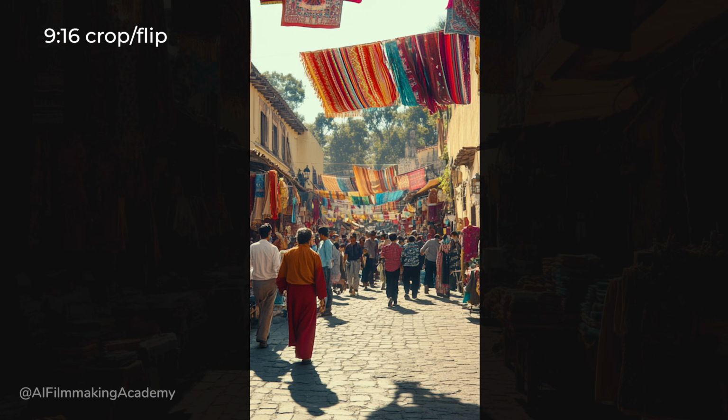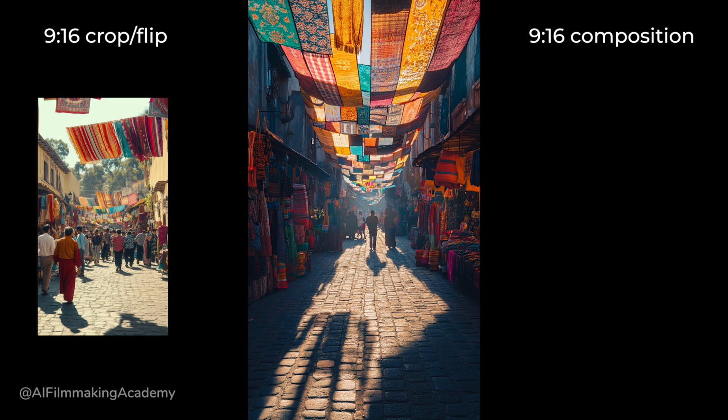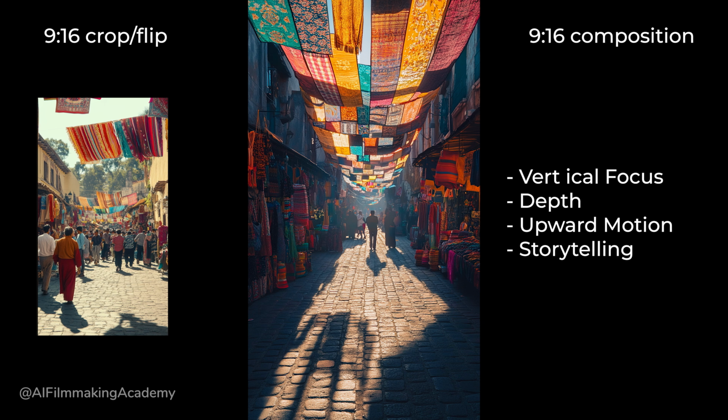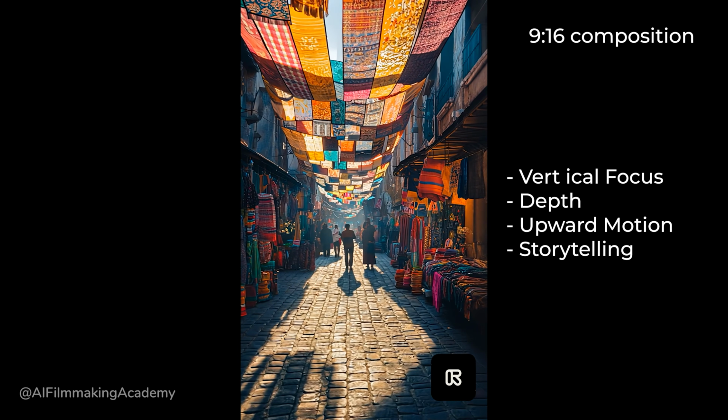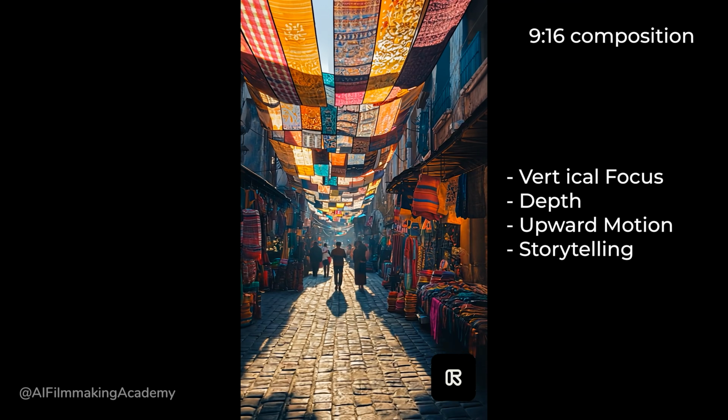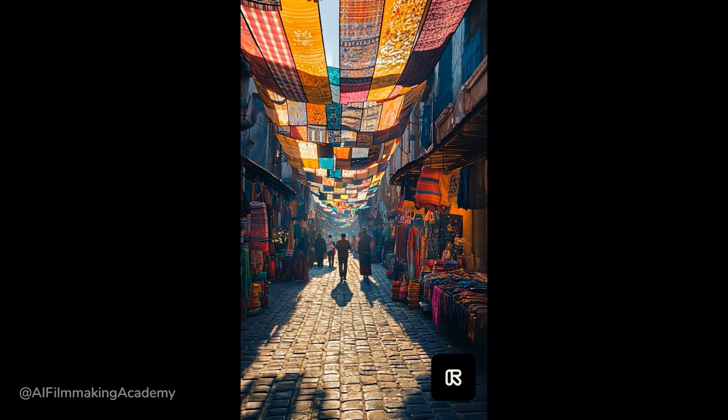Cropping this to 9:16 cuts off much of the surrounding details, making the market feel smaller and less energetic. The composition feels tight and the depth of the scene is lost. Composing specifically for 9:16 emphasizes the vertical elements of the market, such as hanging fabrics and shadows. The viewer is drawn deeper into the scene, following the narrow alley upwards and forwards.